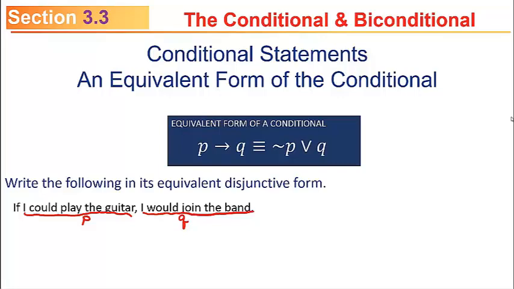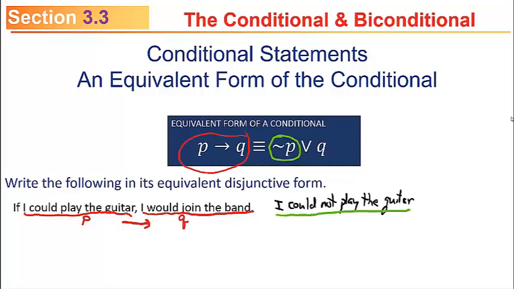So I'm taking that statement, which is modeled on the left-hand side of that formula, and changing it to the right-hand side. So right now, I've got the left-hand side of the equation done. I want to change it to the right-hand side of the equation. So I form not P. Well, if P is I could play the guitar, then not P is I could not play the guitar. Or Q, which is I would join the band. So the statement I could not play the guitar or I would join the band is logically equivalent to the statement that I started with, which says if I could play the guitar, I would join the band. So that's a simple example of using this equivalent form of a conditional formula.